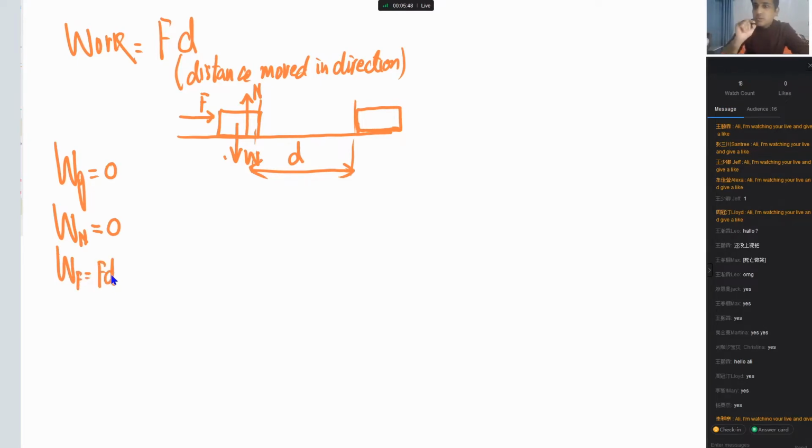So you need to understand, when we talk about work done, we talk about work done by force and distance moved in direction of force. So very important point, you need to be very clear about this one.